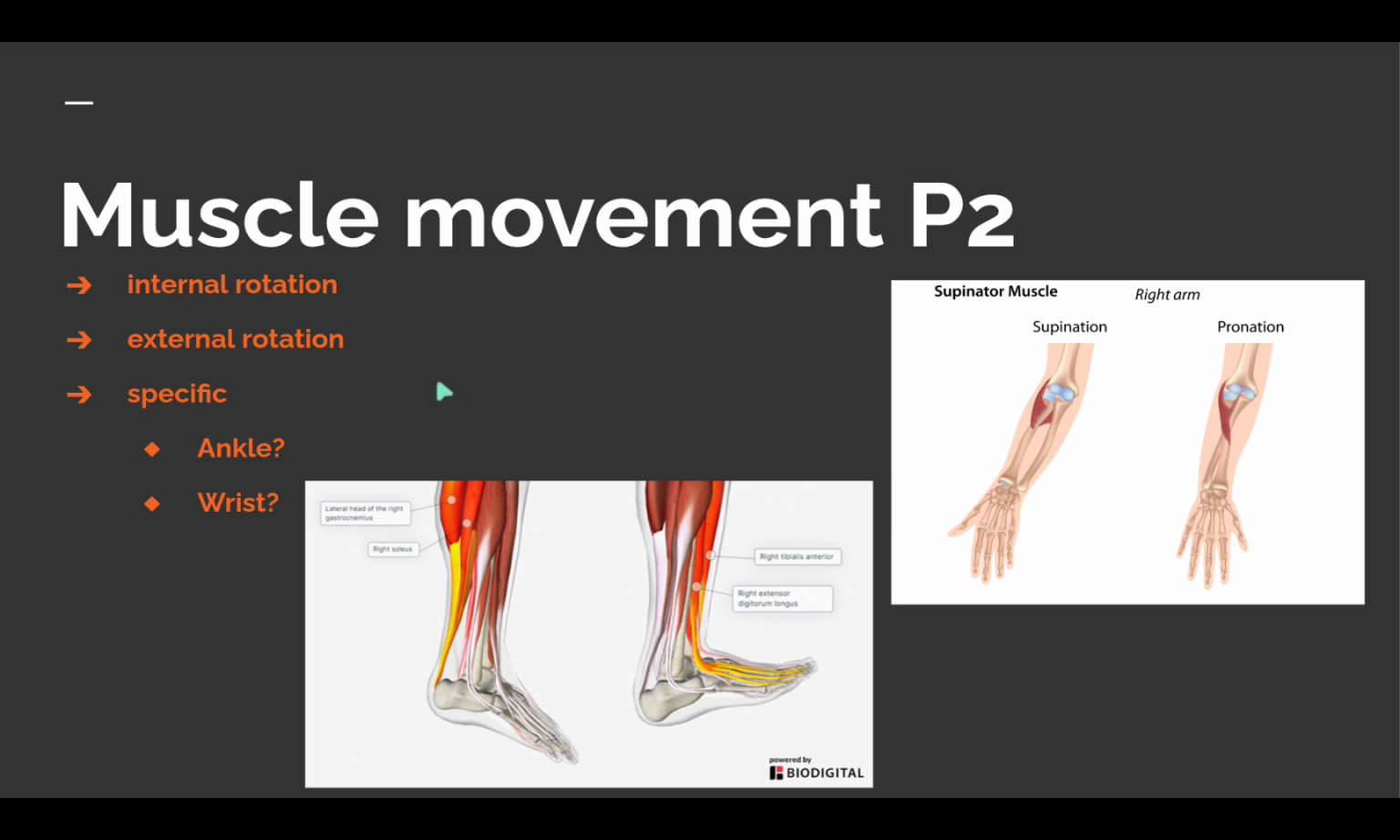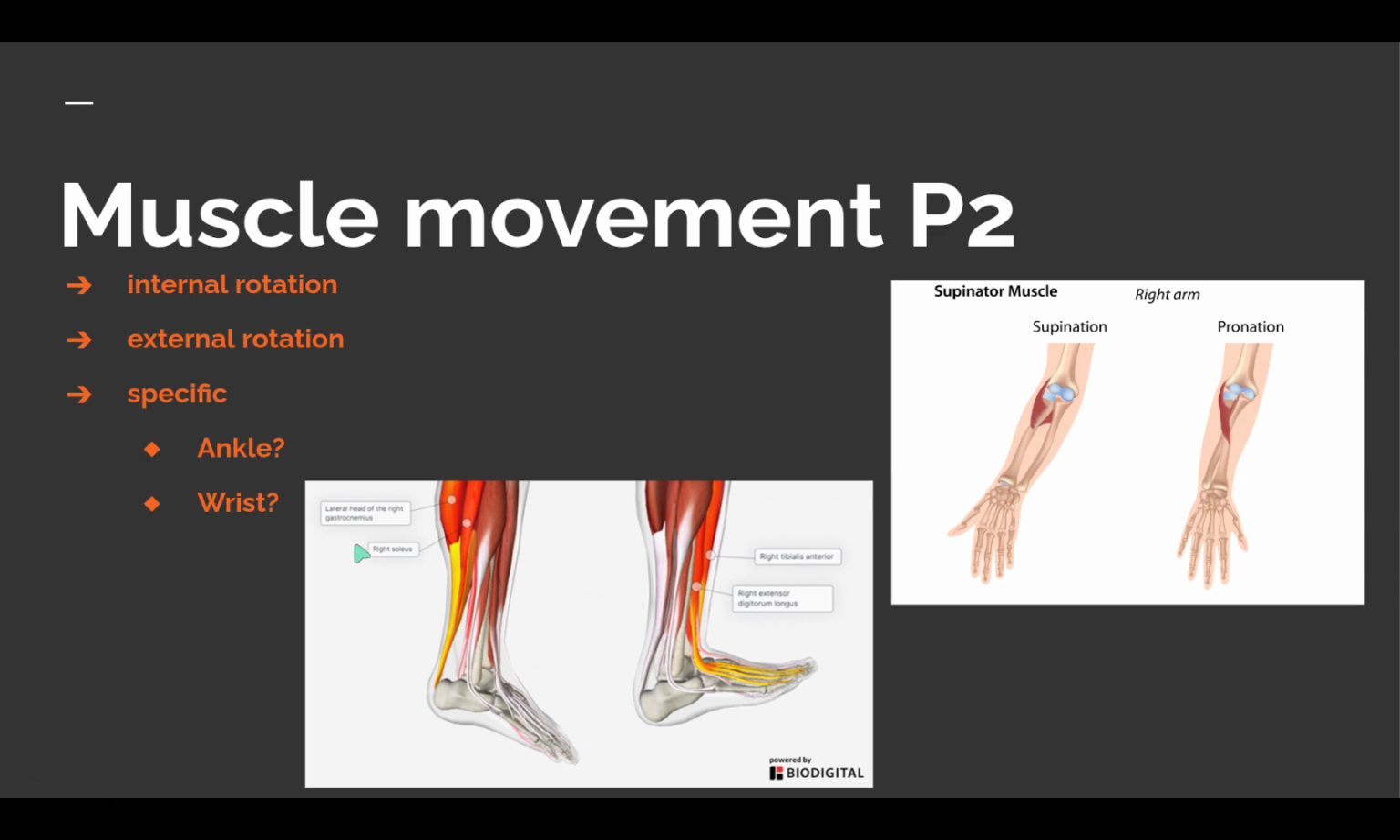There are also specific movements such as in the wrist, we have supination and pronation, where supination is where we bring the palm up towards the sky, and pronation is where we bring the palm down towards the floor. In supination, the muscles involved are the supinator and the biceps brachii, and in pronation, the muscles involved are the pronator teres and the pronator quadratus.